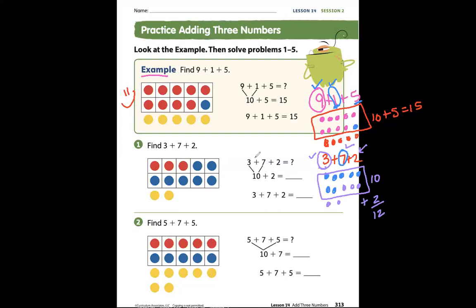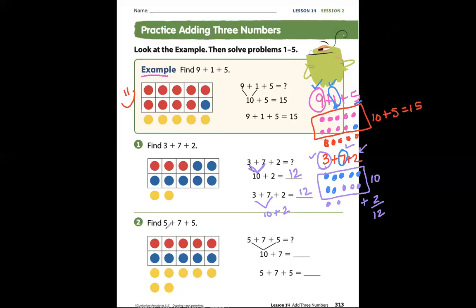Here they did 3 and 7. Look, 3 plus 7. We did 7 first, right? 7 plus 3, the answer is the same no matter what you do. Mix it up. So we have 10 plus 2 is 12, so 7 plus 3 is 10, plus 2 more is 12.